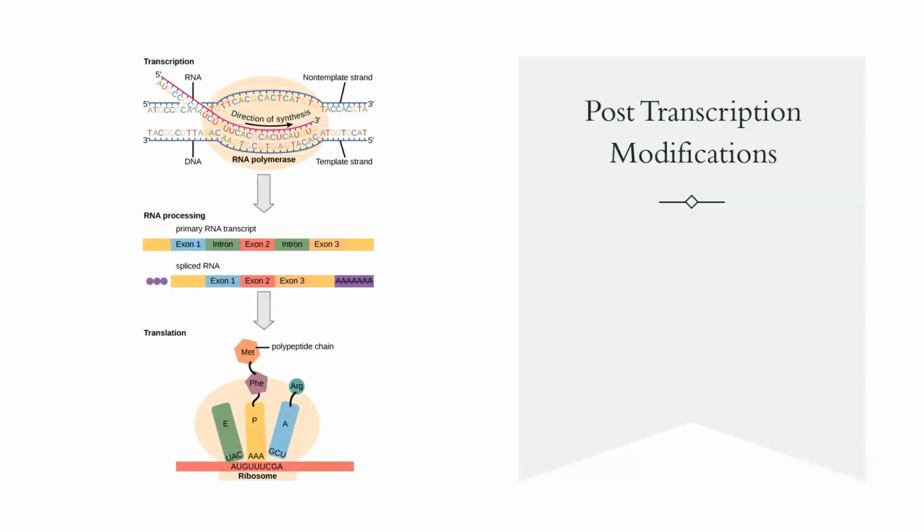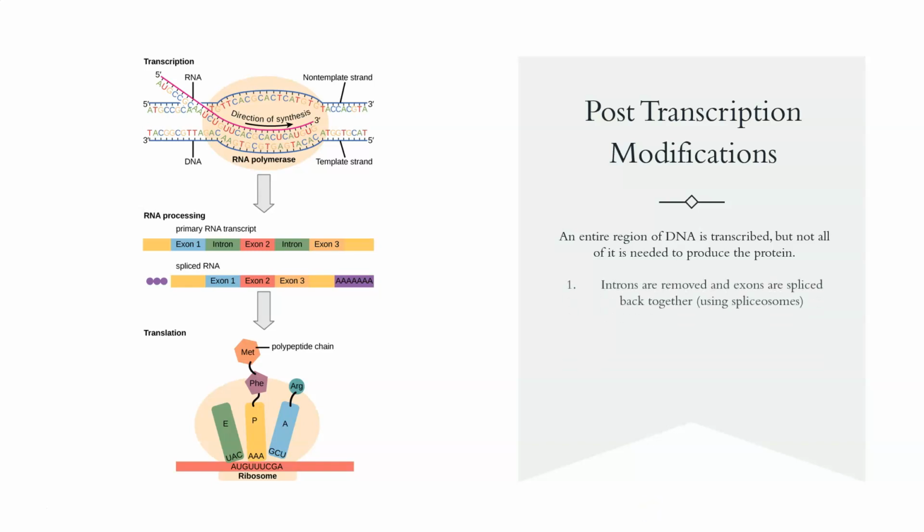Okay, so looking at these post-transcription modifications. Now, an entire region of DNA is transcribed, but not all of this information is needed to produce a protein. We've got these sections called introns, and these are removed, okay? And these sections called exons are spliced back together using what we call spliceosomes. So the introns are removed, the exons are spliced back together.